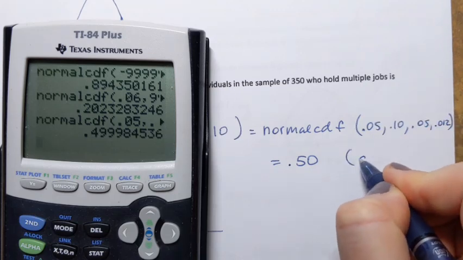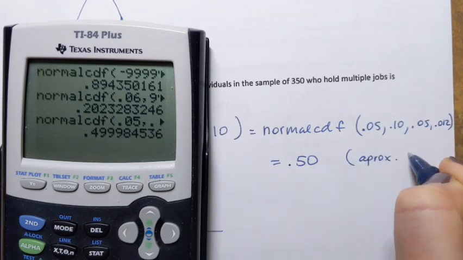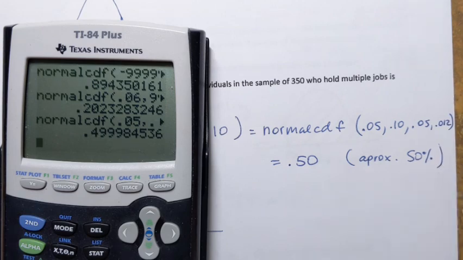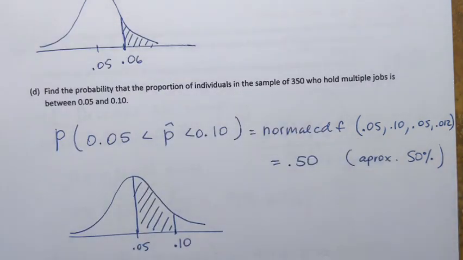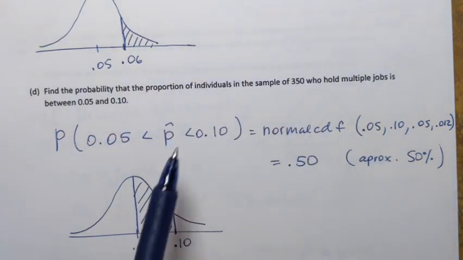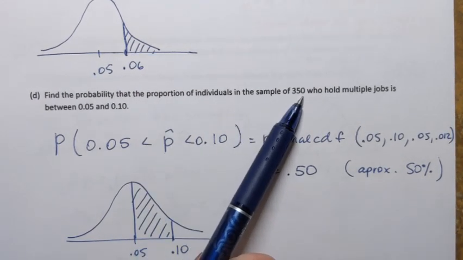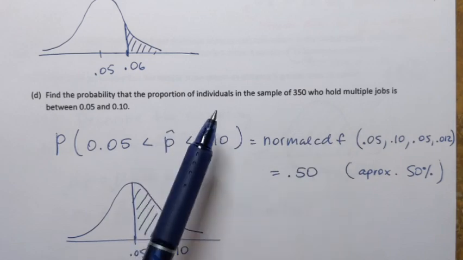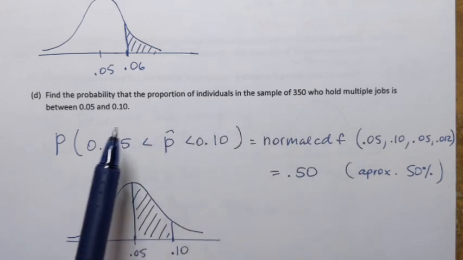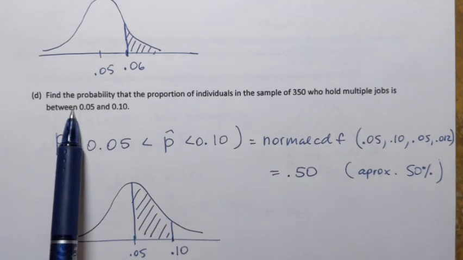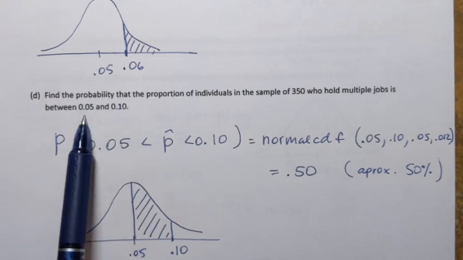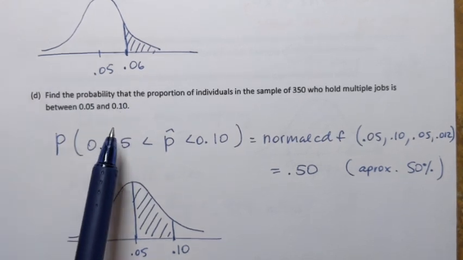So that's approximately 50%. So it's a 50% chance that the proportion of individuals in the sample of 350 who hold multiple jobs is between 0.05 and 0.10. So between 5% and 10%.